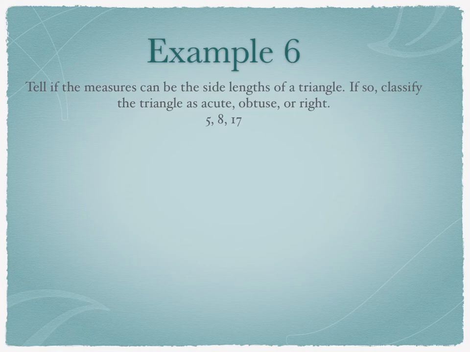All right, let's look at example 6. Tell if the measures can be the side lengths of a triangle. If so, classify the triangle as acute, obtuse, or right. How can we tell if they're the side lengths of a triangle? Which two are we going to add? 5 and 8. What's 5 plus 8? 13. Is 13 greater than 17? So can these be the side lengths of a triangle? No. So it's not a triangle.